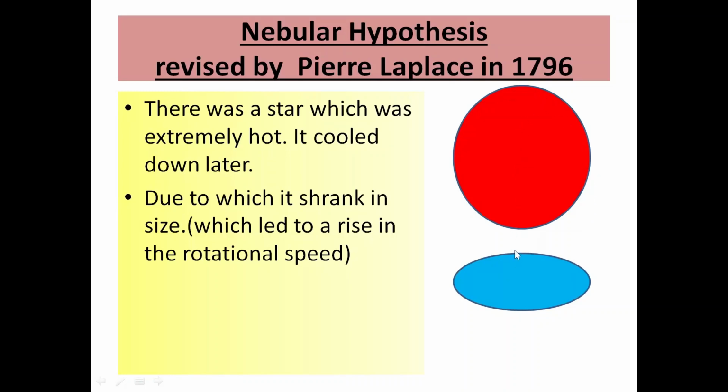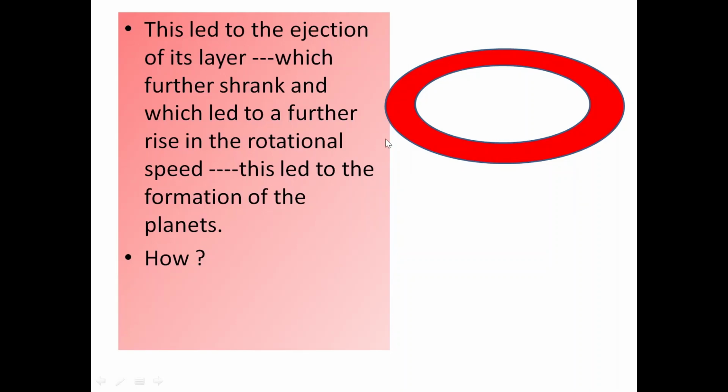But gradually, the nebula cooled down. Due to the cooling of the nebula, the size of the nebula also reduced or shrank. And we know that the smaller the object, the more its rotational speed. This high rotational speed led to the ejection of its layer. And this layer which was ejected from the parent nebula further shrank due to cooling, and there was a further rise in the rotational speed of this ring. And this led to the formation of the planets.